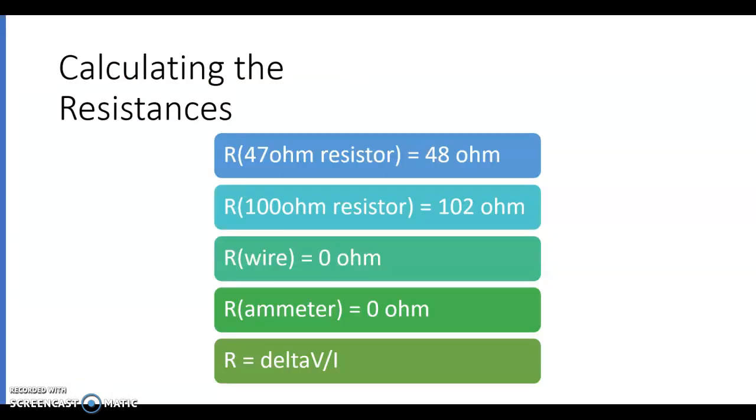So here are my calculations for the resistance for each different place at the circuit. So I calculated using the change in potential difference over the current is equal to the resistance. So for the 47 ohm resistor, I got 48 ohms, which is pretty close, and my result for the 100 ohm resistor was 102 ohms, which is also pretty accurate. And then the ammeter also had 0, as well as the wire, because they do not have resistance, because they don't have a change in potential difference.